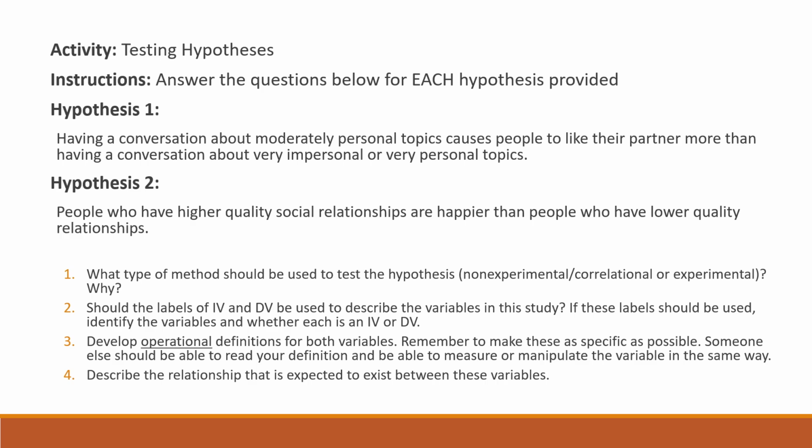3. Develop operational definitions for both variables. Remember to make these as specific as possible. Someone else should be able to read your definition and be able to measure or manipulate the variable in the same way. And then 4, describe the relationship that is expected to exist between these variables.